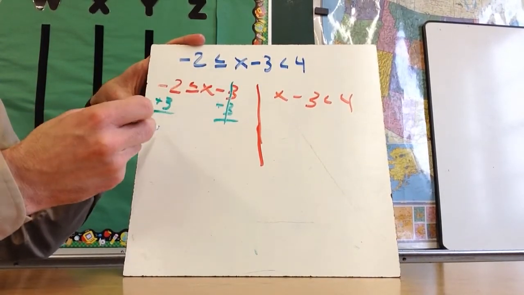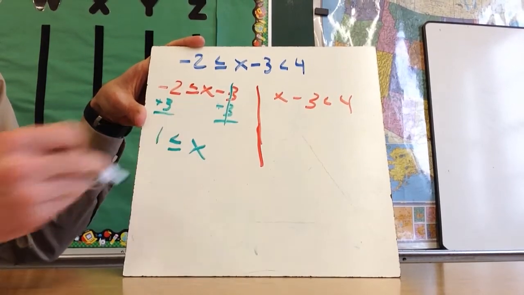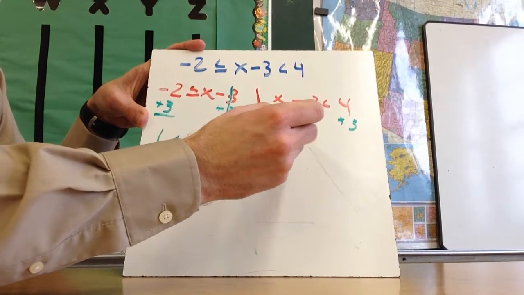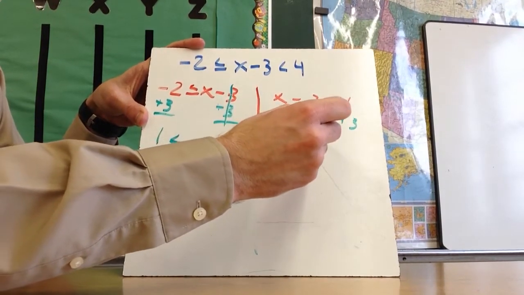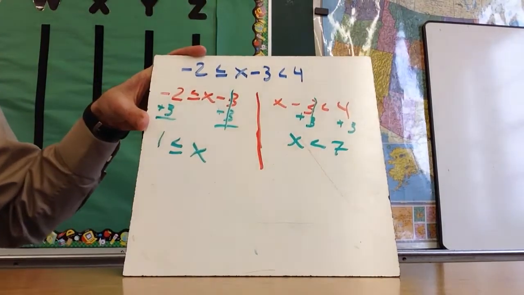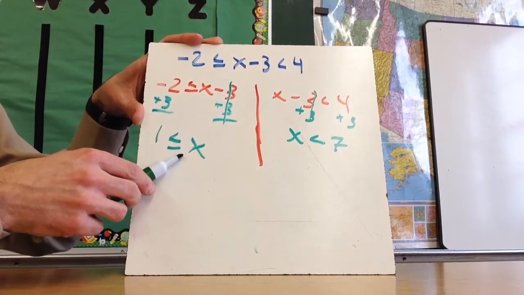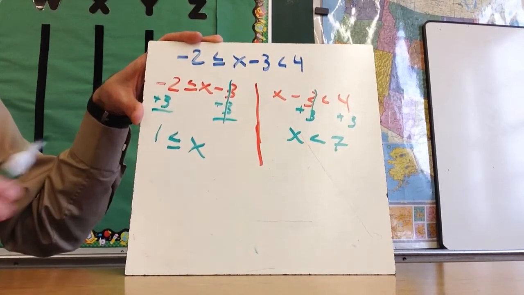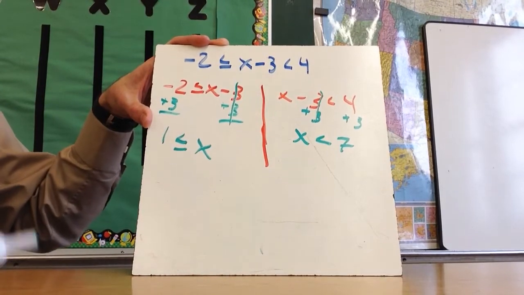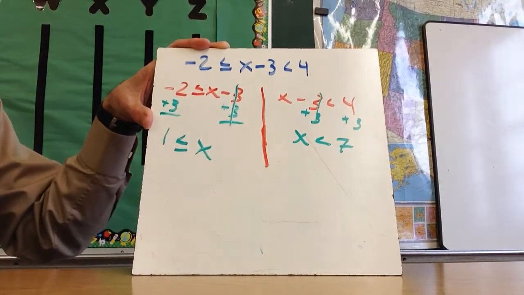This is going to cancel out. This becomes positive 1 is less than or equal to x. And then over here, when I add 3, I've got x is less than 7, right? Because that cancels out. Now, a lot of times, or at least in the past, we've been telling you that you need to rewrite this where the x or the variable is on the left. For now, what I'm going to do is keep this, because now what I want to do is essentially I broke them apart, and now I'm going to push them back together.